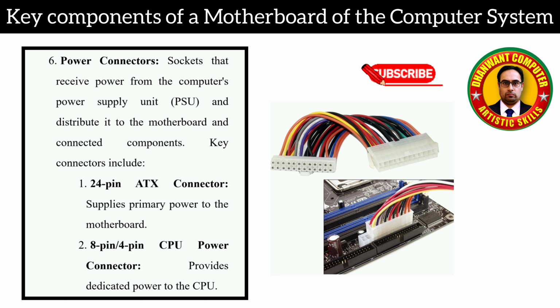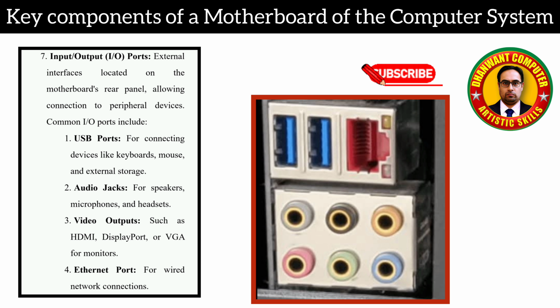7. Input-output, I/O, ports, external interfaces located on the motherboard's rear panel, allowing connection to peripheral devices. Common I/O ports include 1. USB ports, for connecting devices like keyboards, mouse, and external storage. 2. Audio jacks, for speakers, microphones, and headsets. 3. Video outputs, such as HDMI, DisplayPort, or VGA for monitors. 4. Ethernet port, for wired network connections.